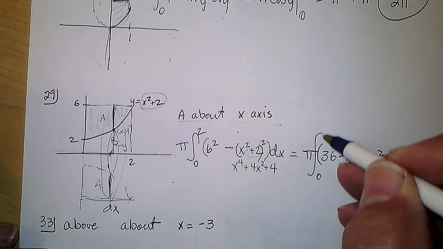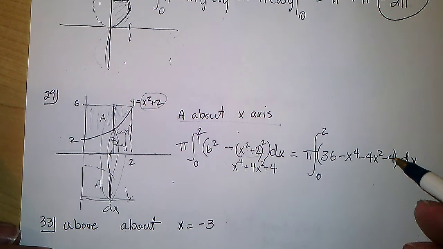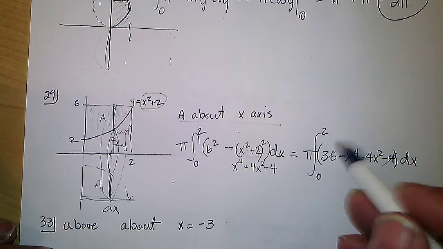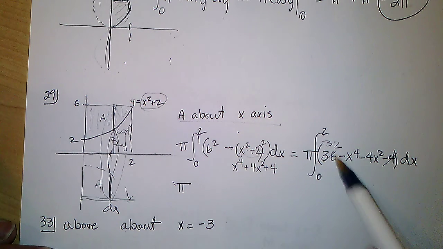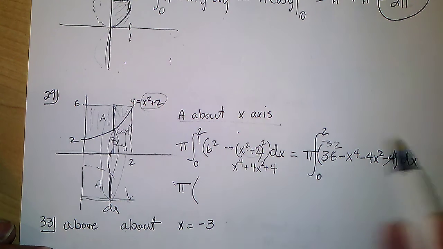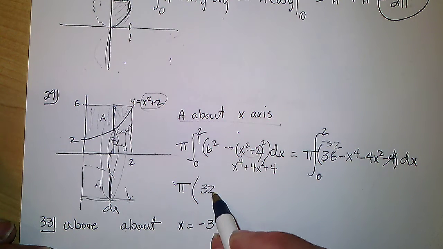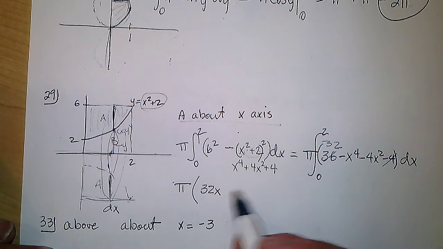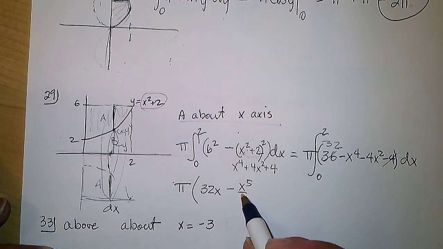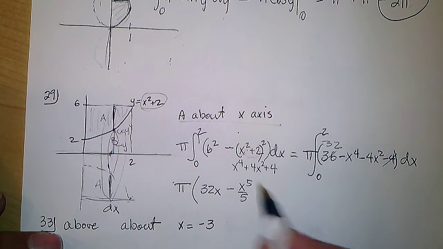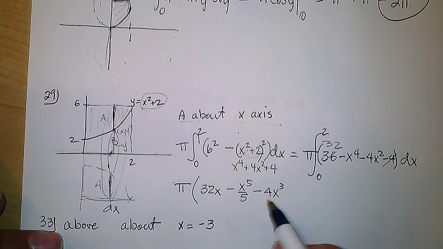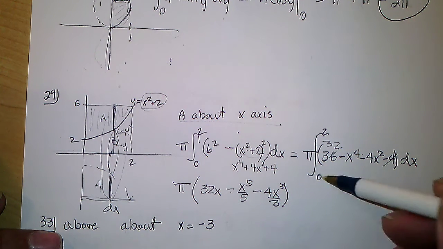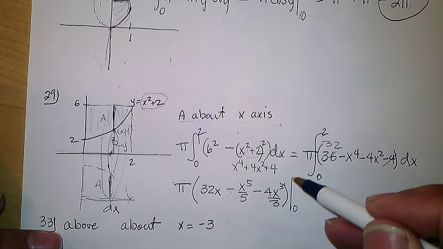We have to integrate from 0 to 2. So 36 minus 4 is 32. Now let's go ahead and do the integration now that we've got this simplified. The 32 integrated is 32x. Negative x to the fourth integrated is negative x to the fifth over 5. And then we subtract, and this integrated would be 4x to the third over 3. Now we've integrated, so now we evaluate from 0 to 2.